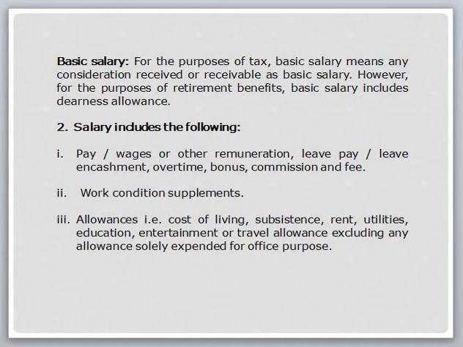Salary includes the following: pay and wages and other allowances, such as cost of living, subsistence, rent, utilities, education, entertainment or travel allowance, including any allowance solely expended for the office purpose. And the fourth point is any expenditure incurred by an employee but paid or reimbursed by the employer, other than for the office purpose. In case of any other asset given for use only, the rental value or amount charged by the employer is a taxable benefit for the employee, e.g. a TV provided by the employer only for the use of the employee.